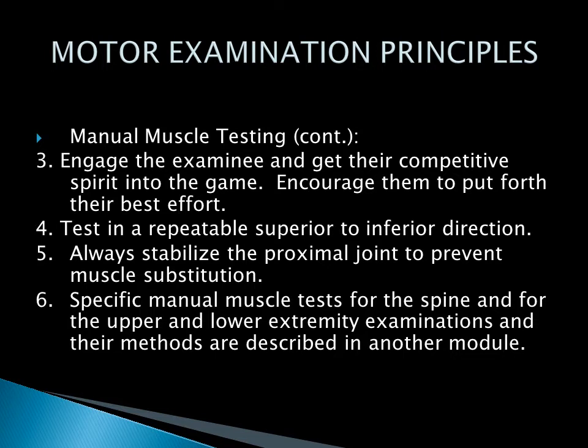Principle number 4, test in a repeatable superior to inferior direction. Number 5, always stabilize the proximal joint to prevent muscle substitution. So, for example, when testing resisted shoulder abduction, you would stabilize the scapula. For testing resisted elbow flexion, you would stabilize the humerus. For testing resisted wrist extension of the radial nerve, you would stabilize the forearm, etc. Always stabilize the proximal joint to prevent muscle substitution.